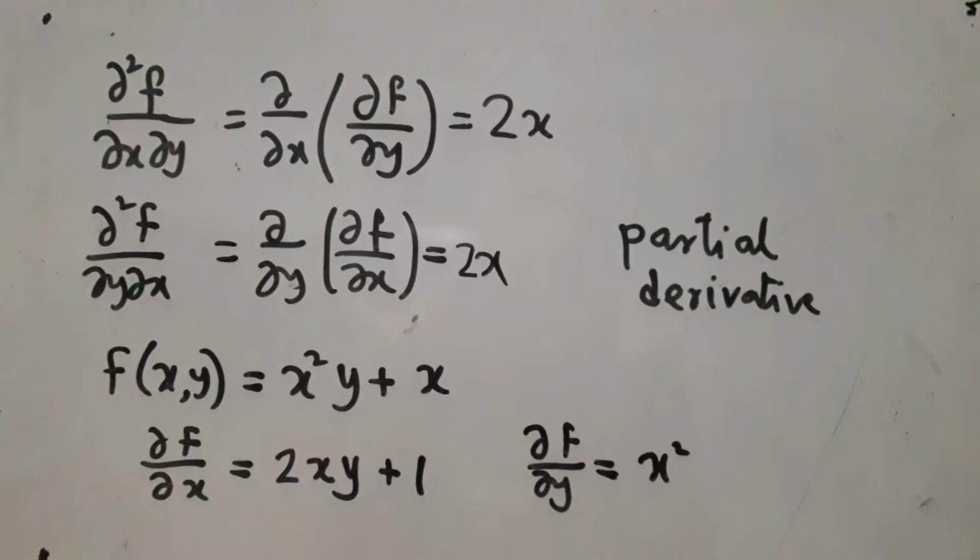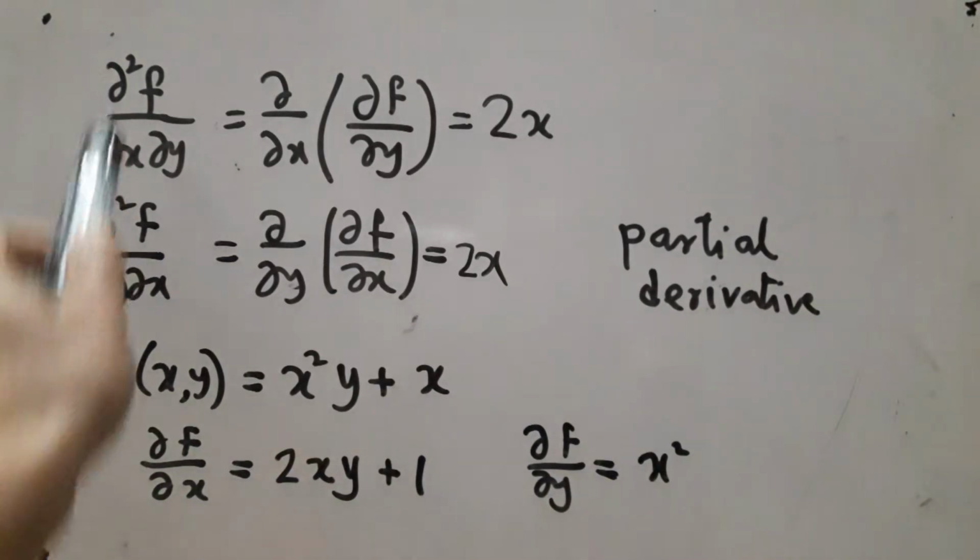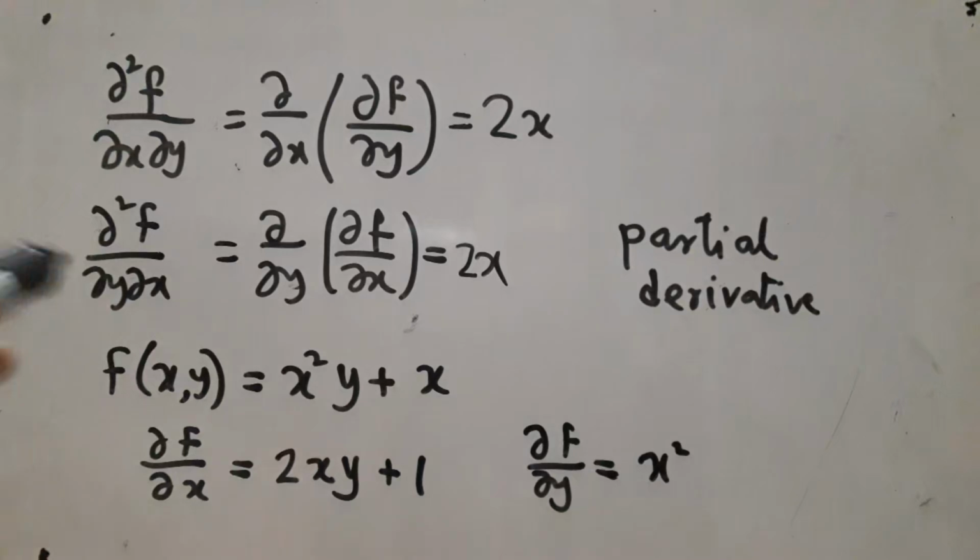There are pathological examples where it will not occur, but in most cases, in fact in all the cases that we shall handle in this course, we will always see that these two things are same. And incidentally, these two things are called mixed partial derivatives because we are mixing x and y.